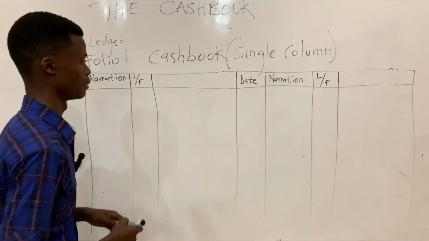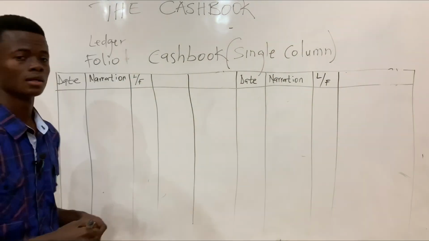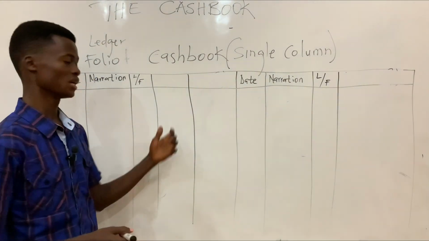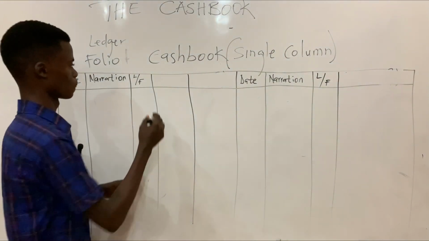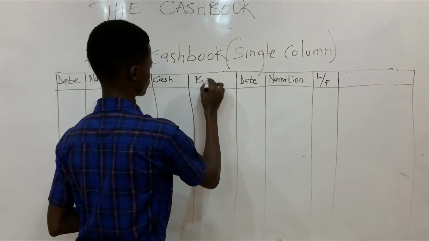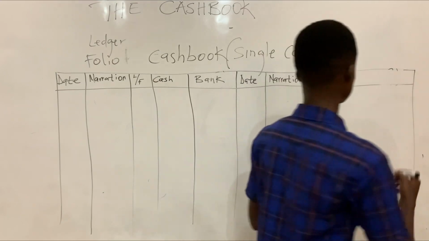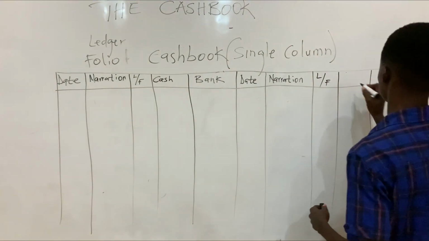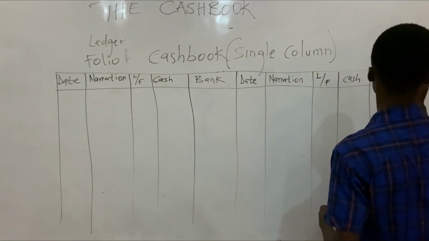So we will divide the amount column into 2. The first amount column will take care of all cash transactions, and the last one will record all bank or cheque transactions. So the same thing will apply to the payment or the credit side. We have cash column and bank column.